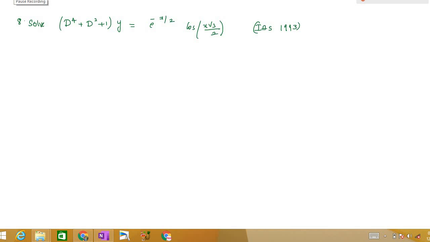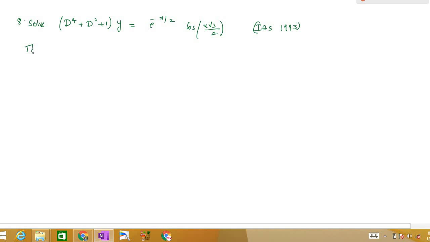It's a very important problem. This question was asked in IAS 993. So solve (D power 4 plus D square plus 1) y is equal to e power minus x by 2 cos (root 3 x by 2). Right? So we already solved this auxiliary equation in the previous videos.